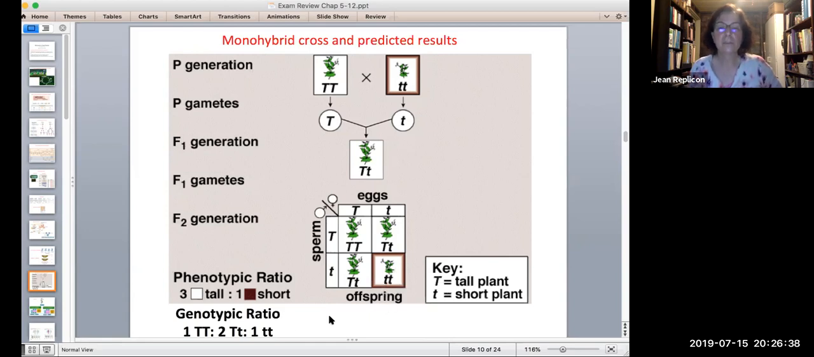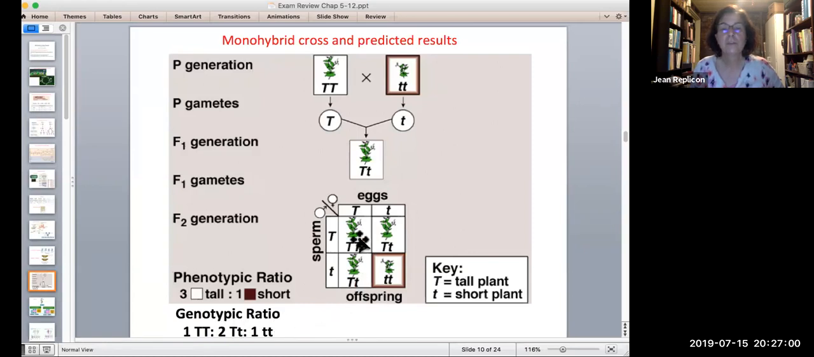But the genotypic ratio is different than that. You see this is 3-to-1, this is 1-to-2-to-1. They're different because the genotypic ratio is telling you the genetic components. 1 capital T, 1 small t, but there's 2 ways to make capital T, small t. So that's why it's a 1-to-2-to-1 ratio.